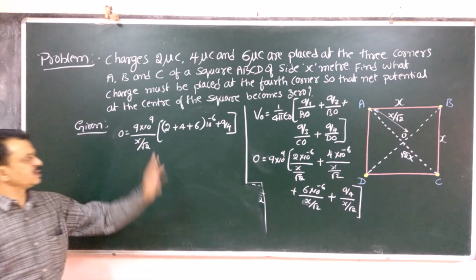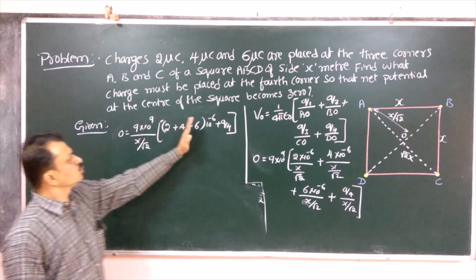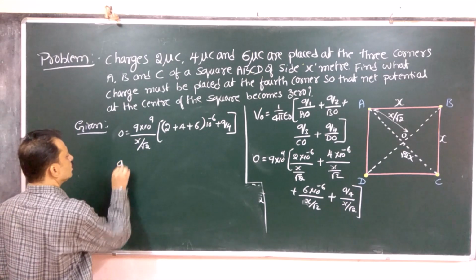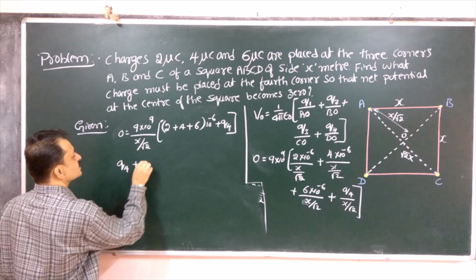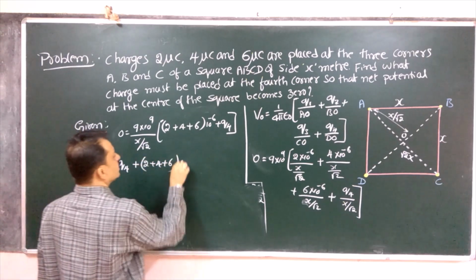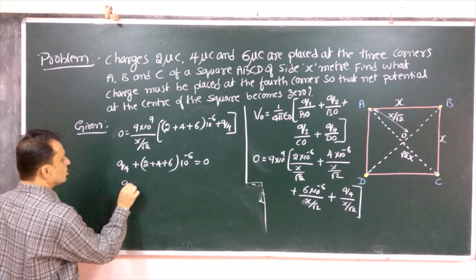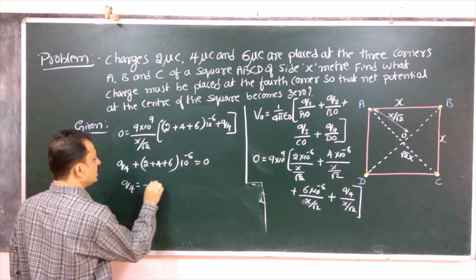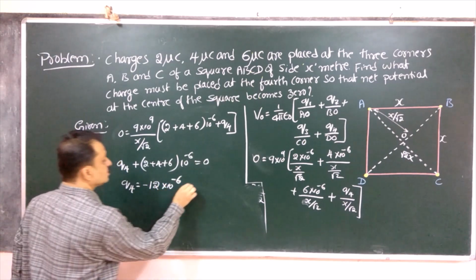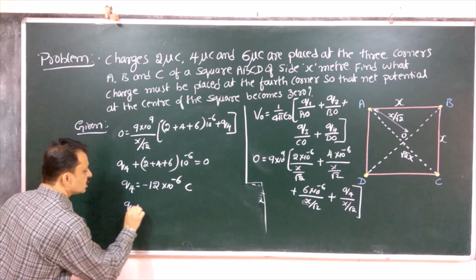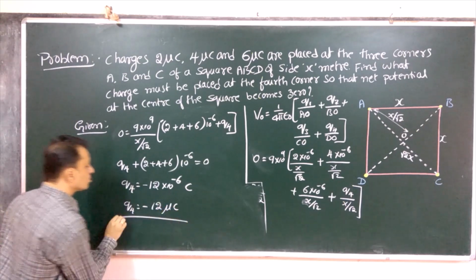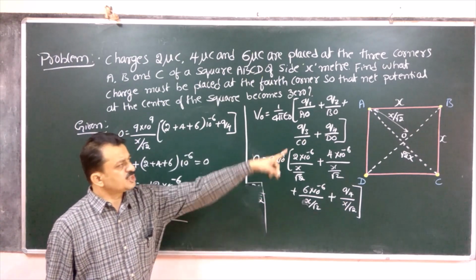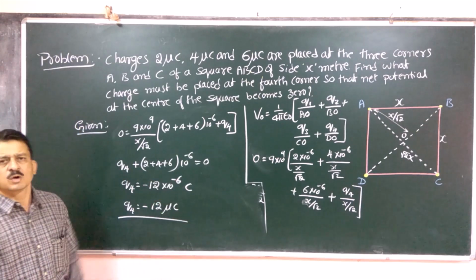I will write it like this. Look, here the product of two numbers is 0. Therefore the number inside the square bracket is equal to 0. Therefore Q4 plus 2 plus 4 plus 6 into 10 to the power of minus 6 is equal to 0. Or Q4 is equal to, look here, 2 plus 4 is 6, 6 plus 6 is 12, and taking it to the other side it becomes minus 12. Minus 12 into 10 to the power of minus 6 coulomb. That is the fourth charge, a negative of 12 microcoulomb. If we place this at the fourth corner D, then the potential at the center becomes 0. This is how we have to work it out.